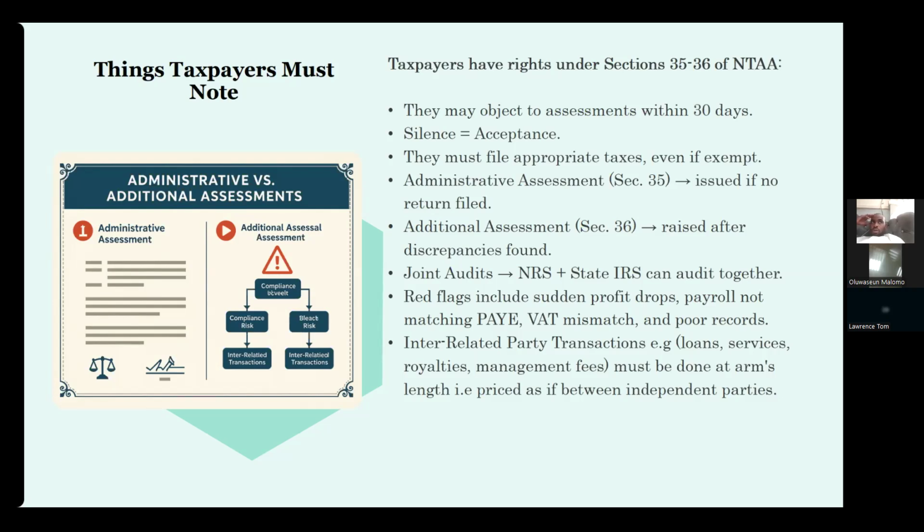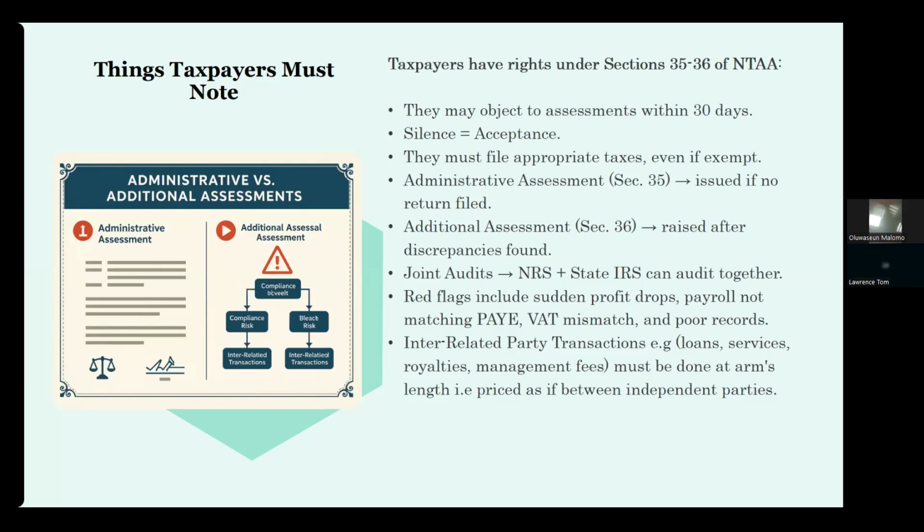So has anyone of us received a letter about maybe you filed a return and now they're writing to you and saying you should come and pay more? Have you ever received such? Yes. Yes. Okay.